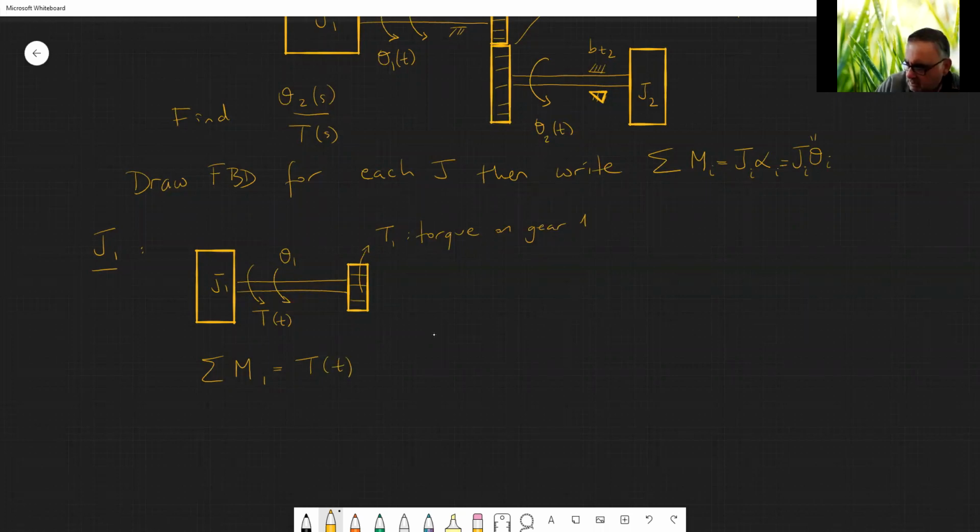And by the way, there is also, I forgot that, the viscous friction torque, BT1 times theta 1 dot, minus T1. They both oppose the motion, both BT1 theta 1 dot and T1, equals J1 theta 1 double dot. This is our first equation.